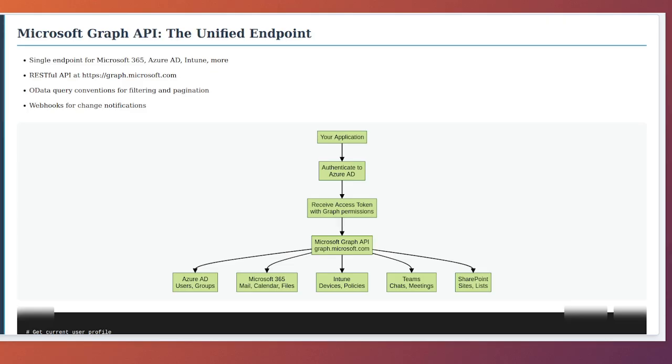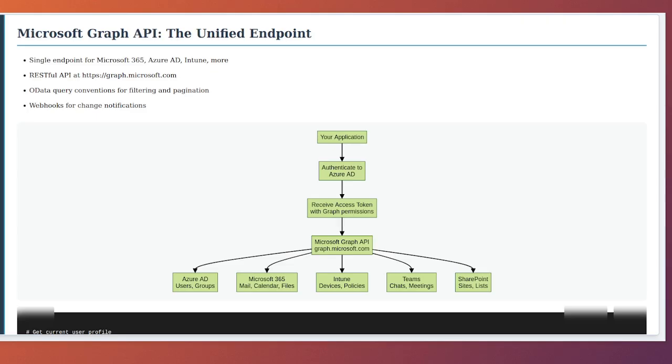The Microsoft Graph API is exposed at a single base URL, https://graph.microsoft.com. All requests go through this endpoint, with different resource paths for different types of data. To read the current user's profile, you call GET on /me. To list all users in your organization, you call GET on /users. To access a user's email, you call GET on /me/messages. This consistent, RESTful design makes the API predictable and easy to work with.